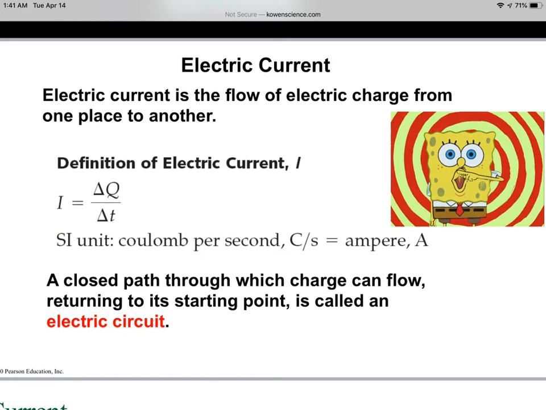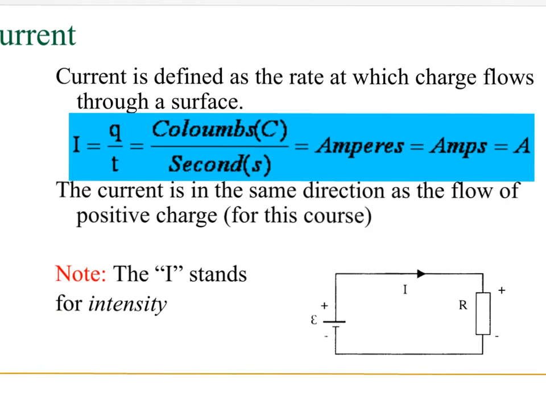A closed path through which a charge can flow and return to its starting point is called an electric circuit. Current is defined as the rate at which a charge flows through a surface. So we have our formula that we want you to write down for our current. The current is in the same direction as the flow of positive charges, and again, the I stands here for the intensity.